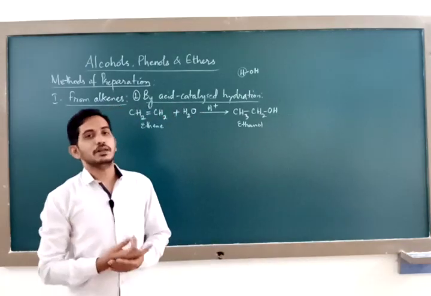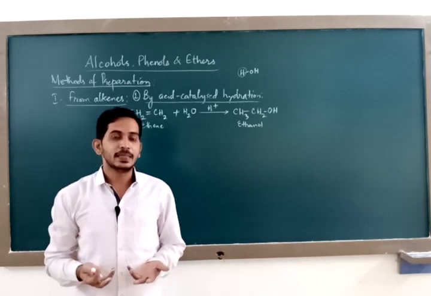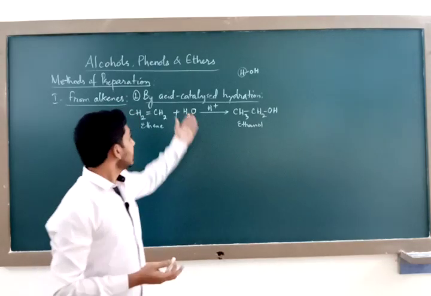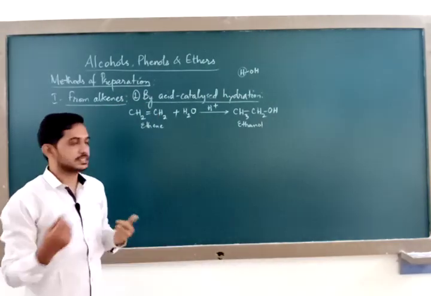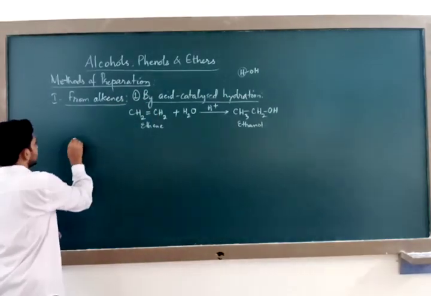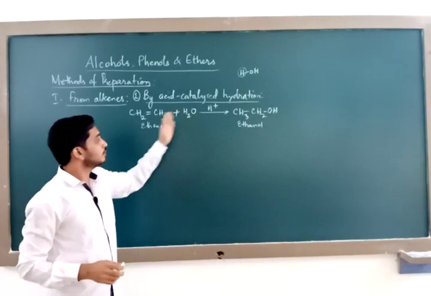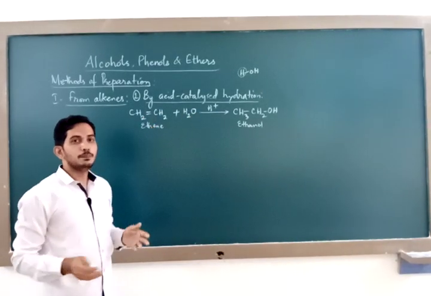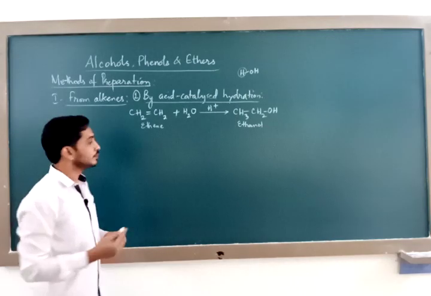So, this question will be asked in the annual exam for 3 marks as to explain the mechanism of acid catalyzed hydration of alkenes. For this there are 3 steps. The first step in hydration of alkenes is protonation. It is protonation. How is it done?